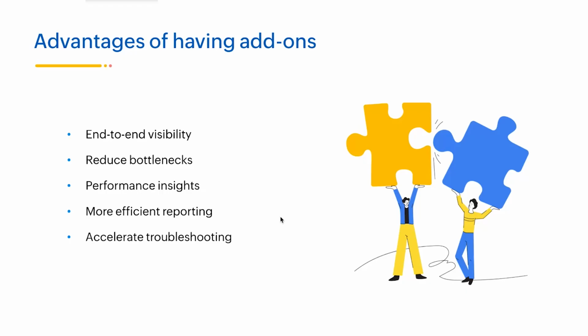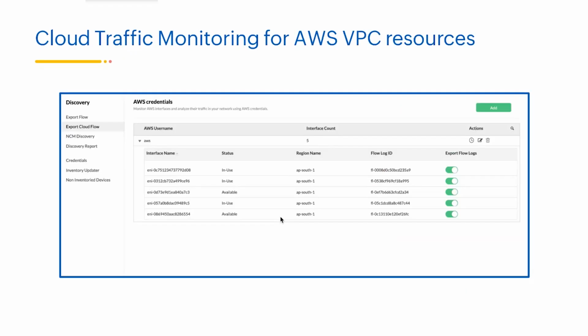Our next topic for the session is cloud traffic monitoring. Cloud traffic monitoring allows you to capture, monitor, or store the in and out traffic data that passes through the network interfaces in VPC with the Amazon CloudWatch Logs API. Let's see that in the UI.